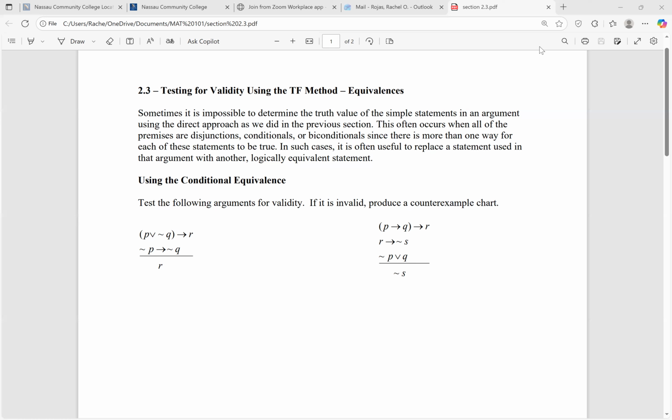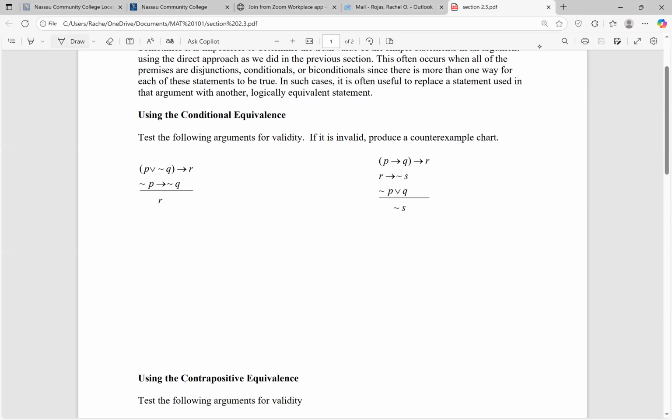So it's not going to be obvious, or possible, to come up with the truth values of our simple statements. When this is the case, it's often useful to replace a statement used in that argument with another logically equivalent statement. And you'll see what I mean when we start going through these examples. So let's start with using the conditional equivalence.